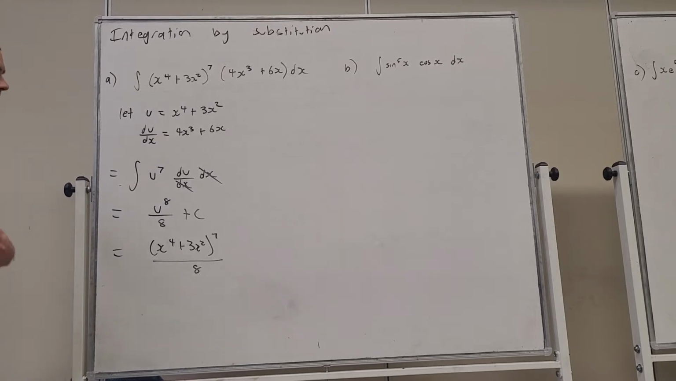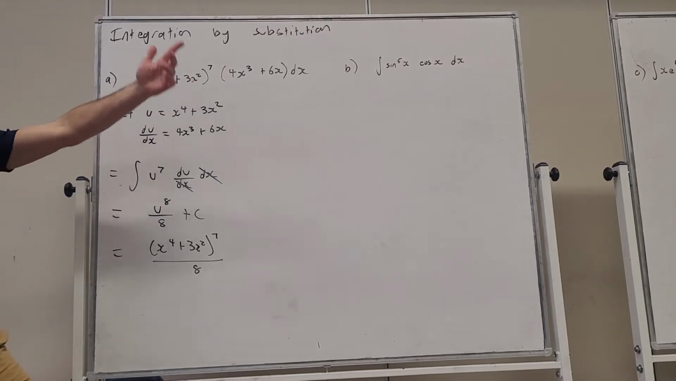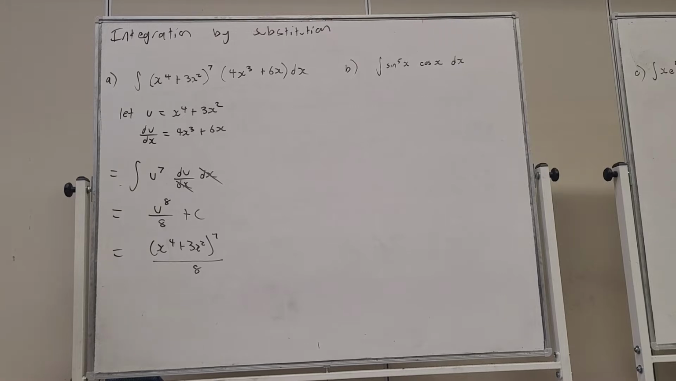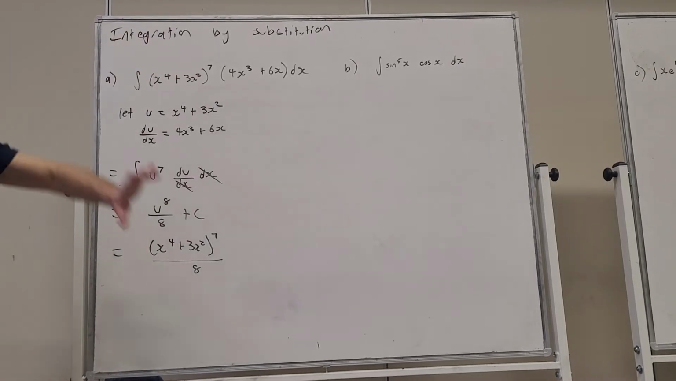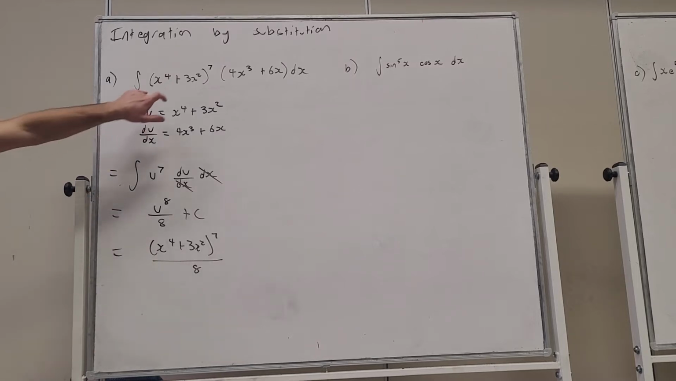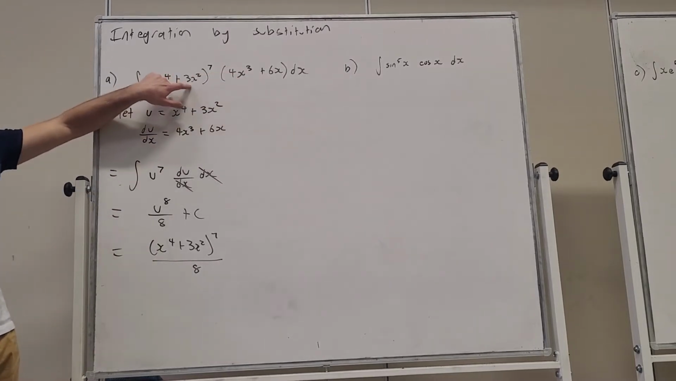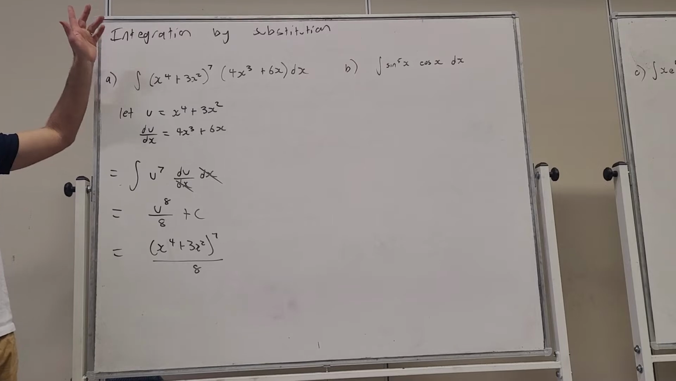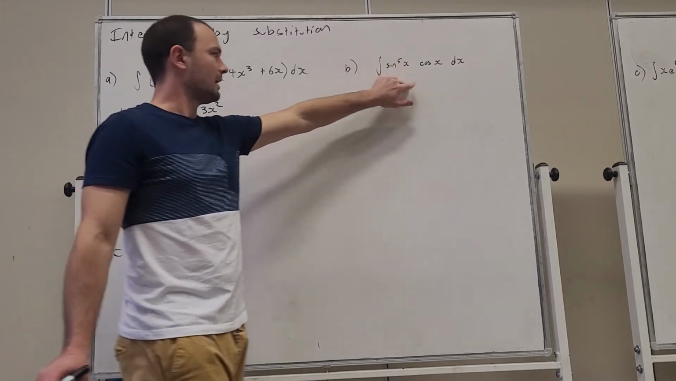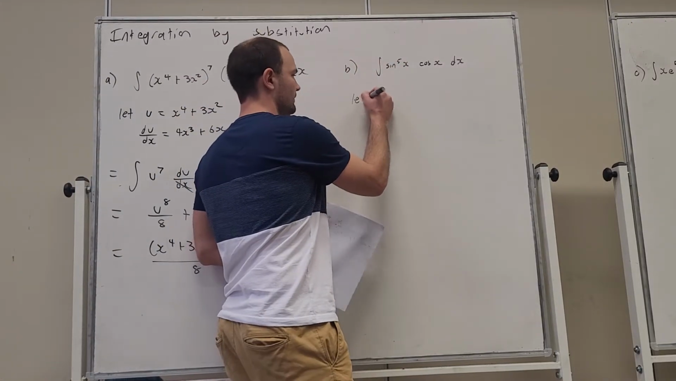Okay process, but you're probably going, how do I know which one to be u? How do I know which one to be u? It'll become more evident the more we do, but one of them's the derivative, one of them's the original function. Which one's the original function? Over in B, we're going to let u be sine of x.